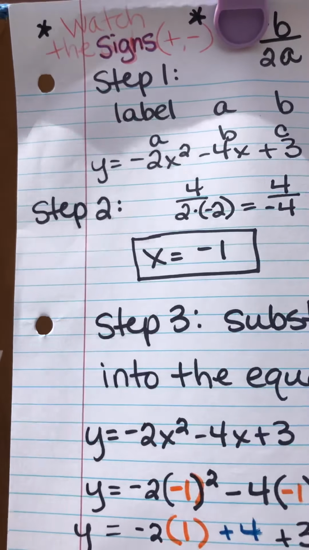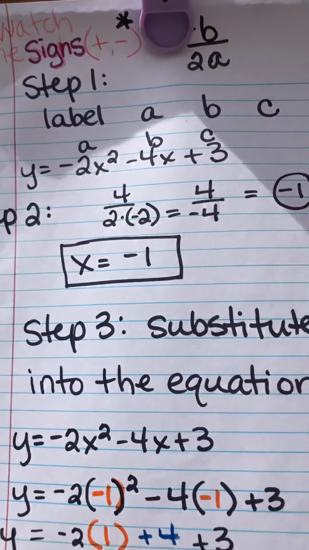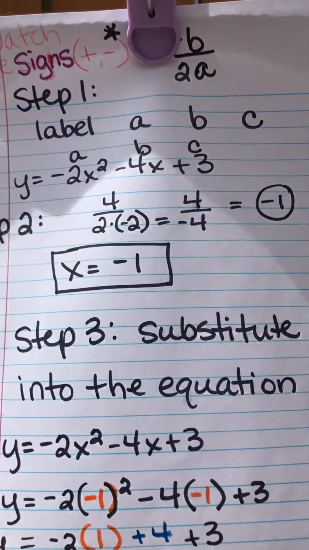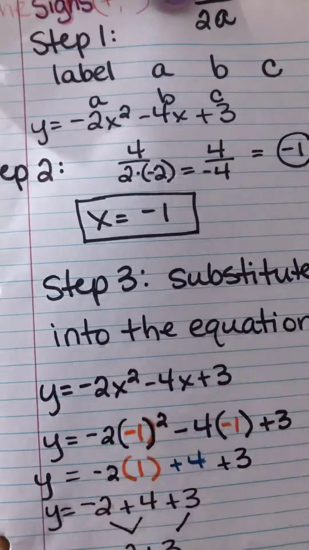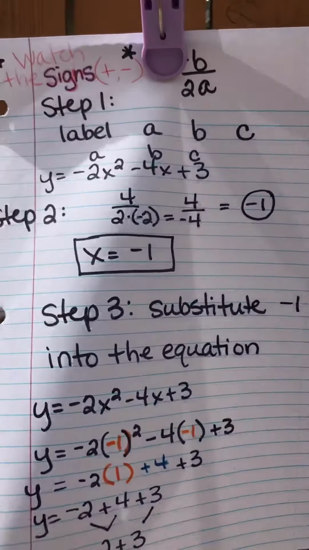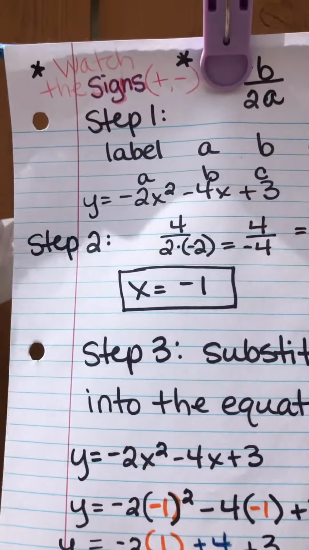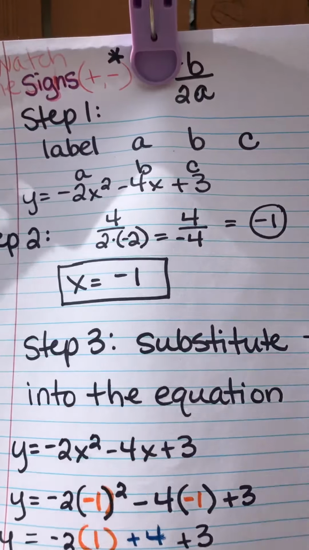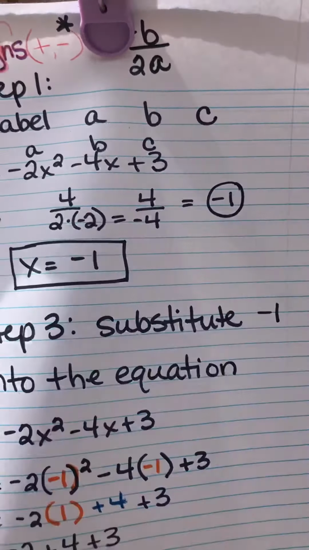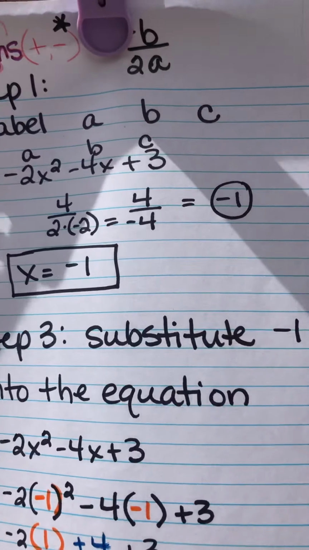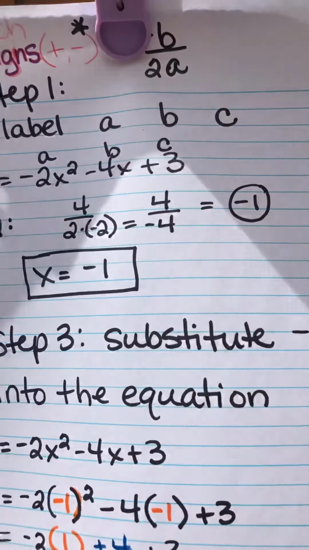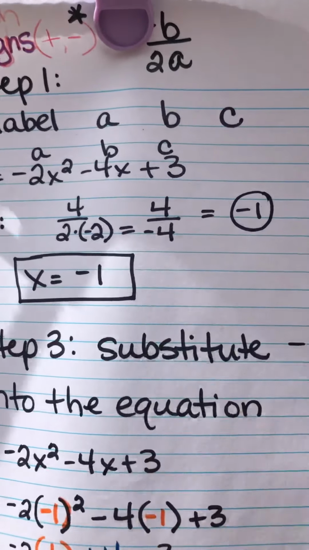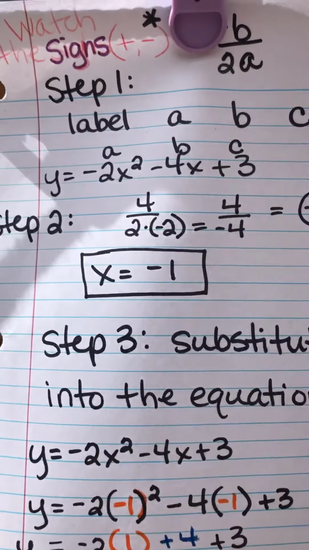Step 2, opposite B. If it's -4, then it's got to be a what? Positive 4. 4 over 2 times -2, which is your A, which equals 4 divided by -4, because 2 times -2 is -4, equals -1. When you have a negative divided by a positive, it's negative. Okay, so x equals -1.